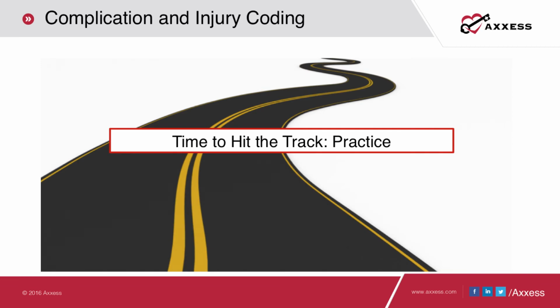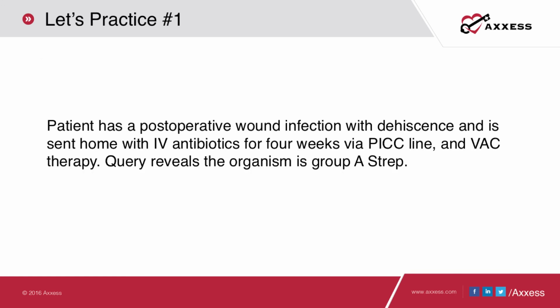Now that we've talked about complication and injury coding guidance, let's use what we've learned and put it to practice in scenarios. Practice scenario number 1. Patient has a post-operative wound infection with dehiscence and is sent home on IV antibiotics for 4 weeks via PICC line and VAC therapy. Query reveals the organism is group A strep.